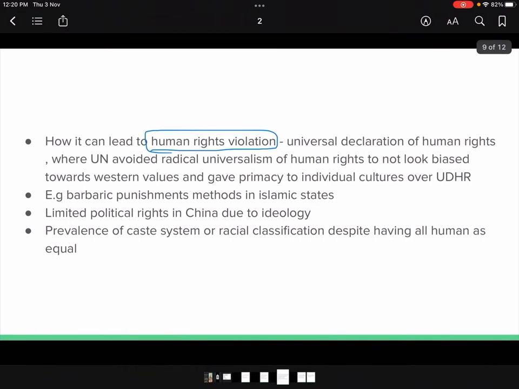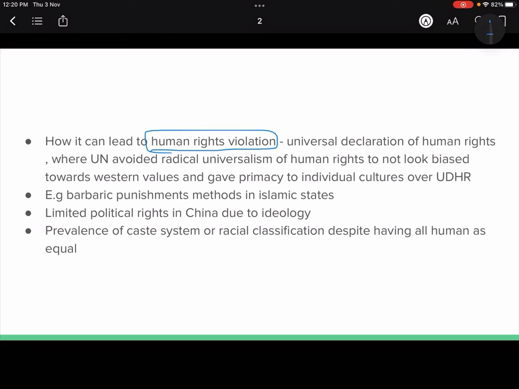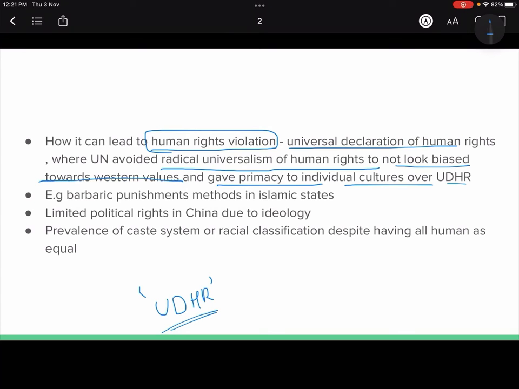Now coming to a very interesting part, how cultural relativism violates human rights. This thing starts from the Universal Declaration of Human Rights, where the UN tried to avoid radical universalism of human rights, to not look biased towards Western values, and give primacy to individual cultures over the UDHR. When the UN brought out this Universal Declaration of Human Rights, it did not make it very forceful, in the sense that it tried to avoid as much Western influence as it could, to have larger acceptance. That means if non-Western cultures had to accept a Universal Declaration of Human Rights, it should, from their perspective, have acceptance from those cultures, and that will come when you respect their cultures.